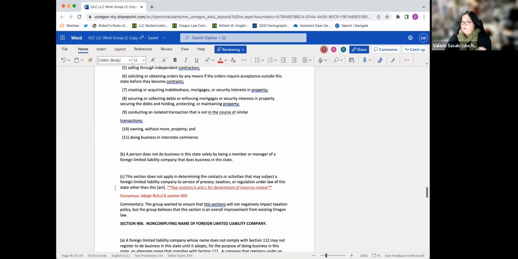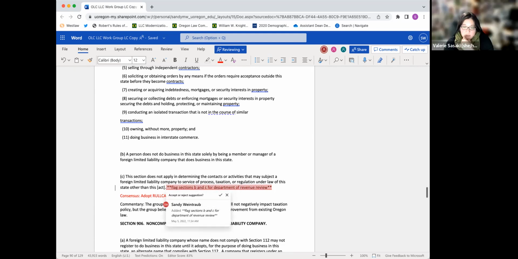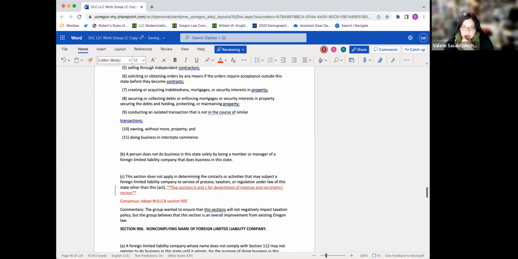Well, Jamie, you may want to talk to PK and the folks in your office too. So we'll circle back to B and C. Sandy, could you add flag sections B and C for Department of Revenue and Secretary of State review? Sure thing. So Jamie, if you wouldn't mind talking with your folks, that would be great too. I will. Thank you.